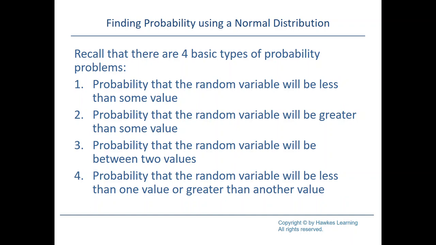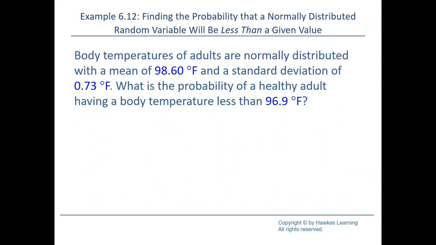Understand that with each of these four types of probabilities, 1, 2, and 3 are done very easily using the calculator. Number 4 can still be done using the calculator, but it does help if we use the complement rule instead. If you're using a z-table, number 1 is going to be the easiest. 2, 3, and 4 will require a bit more work if you're using a z-table. So let's start with our first problem.